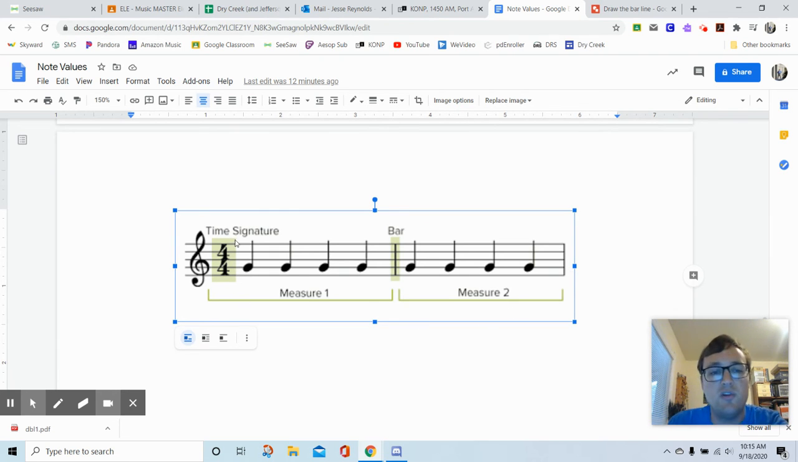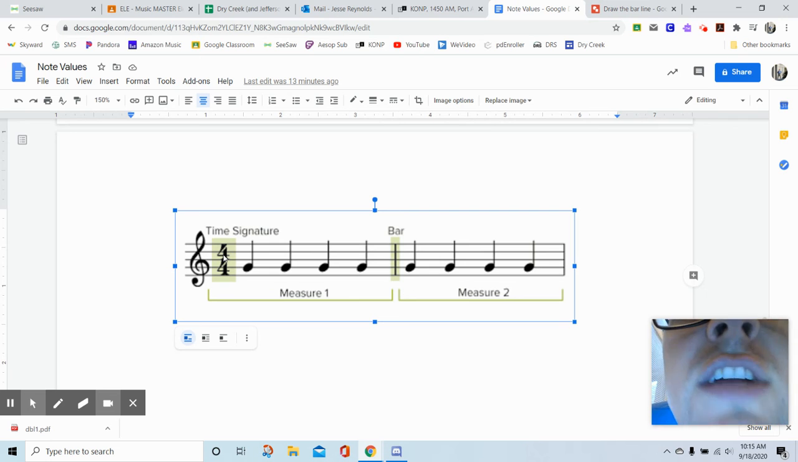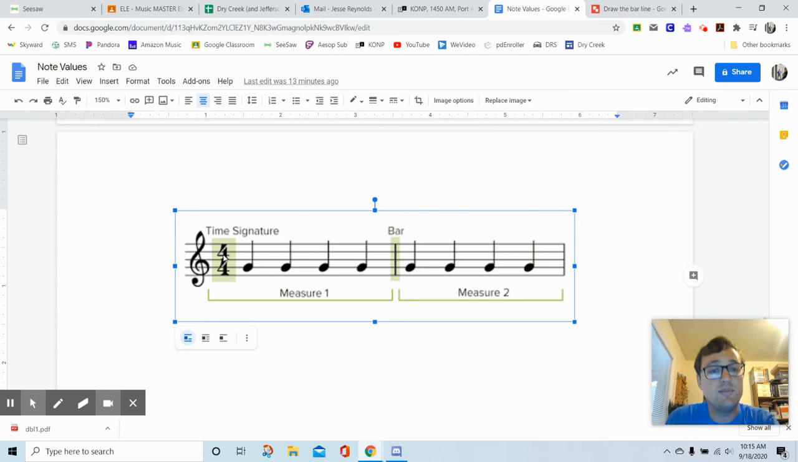So right here we have what's called the time signature. The time signature basically is the code, top secret code. It's the top secret code that's not really secret. Most people know. Well, people who are musicians know what it means.